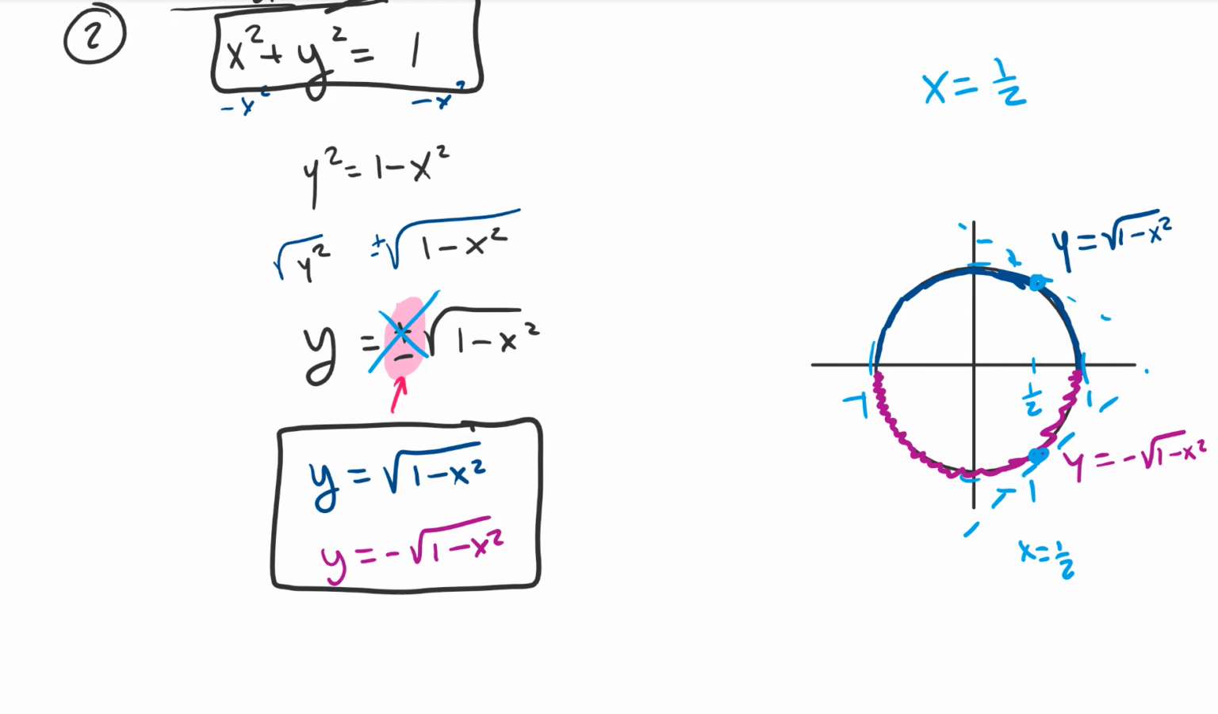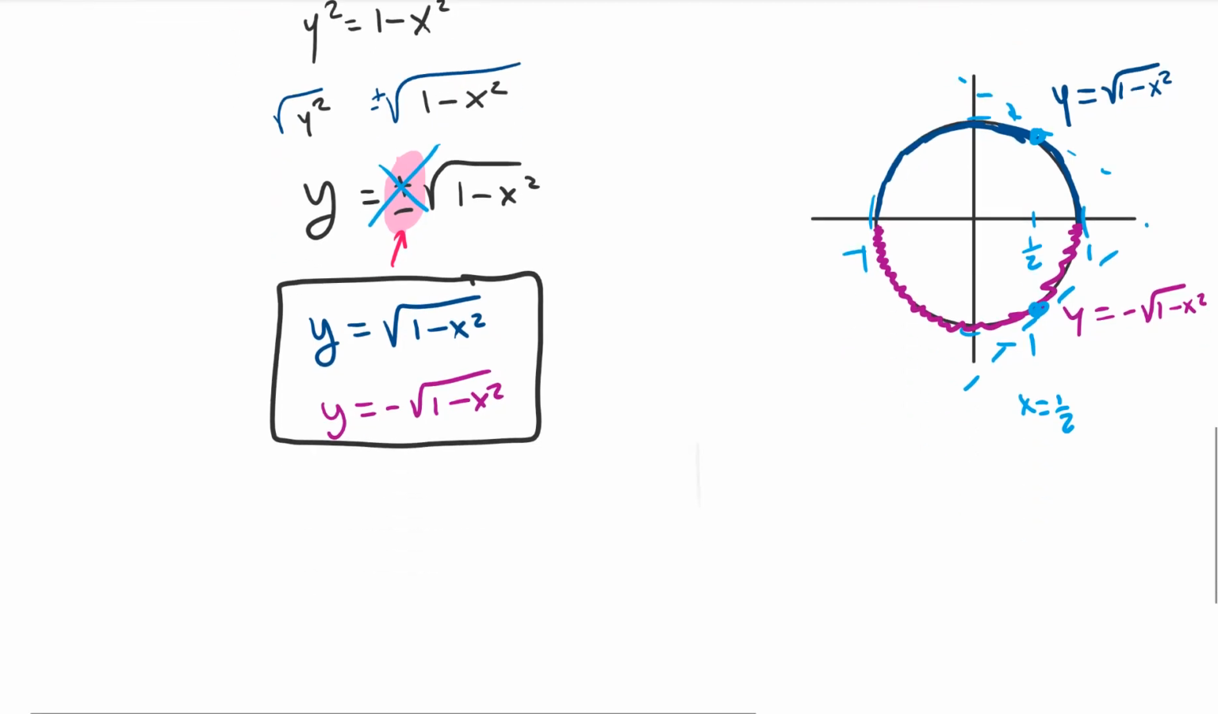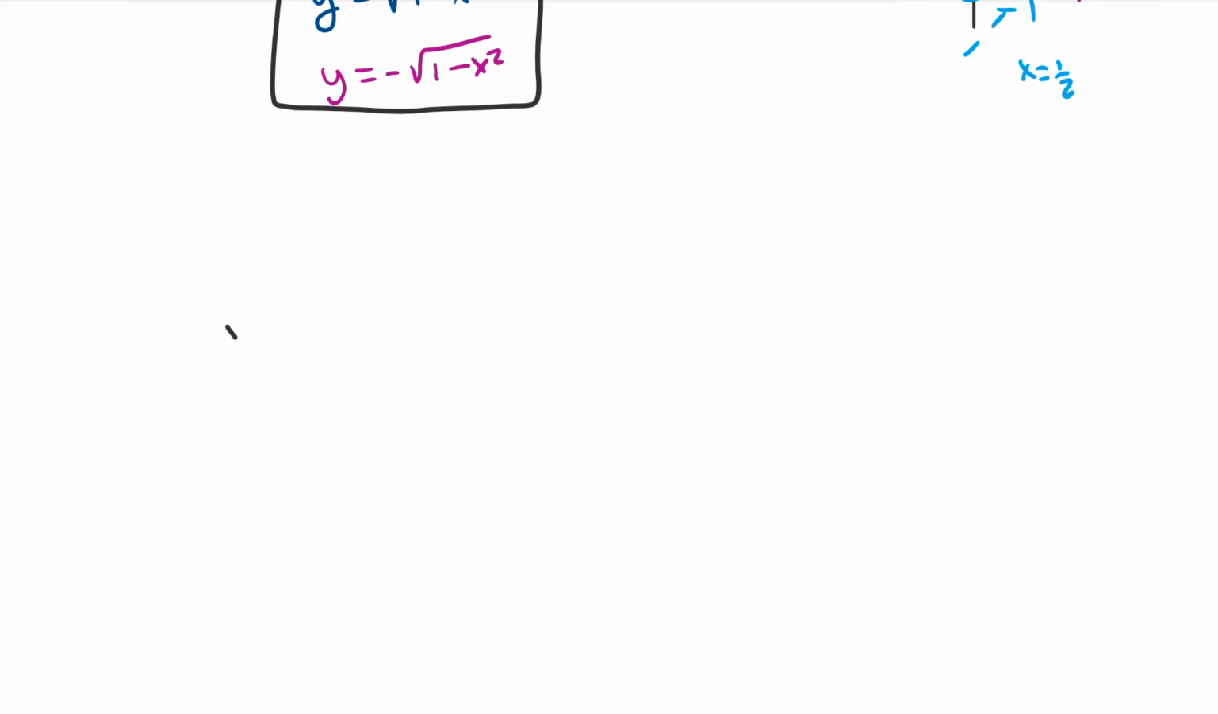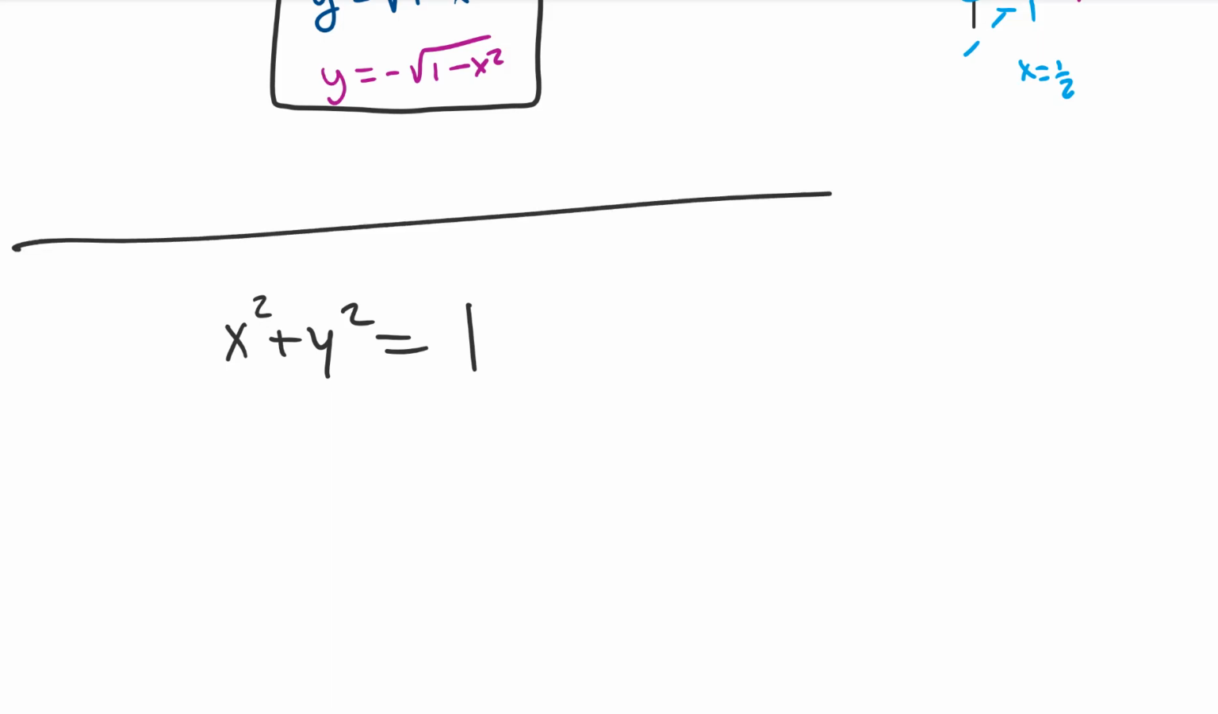I need to do implicit differentiation. Let's introduce it. x squared plus y squared is equal to 1, and we want to find dy dx, the derivative of y with respect to x. And this is how we're going to do it. We're derivative ready at this moment.